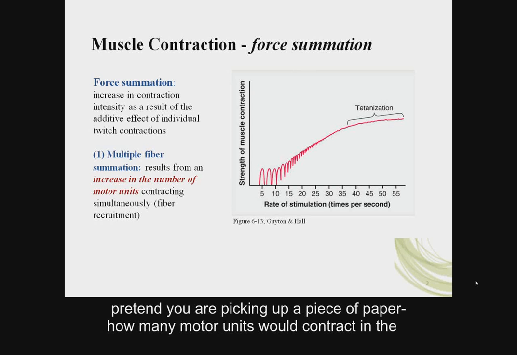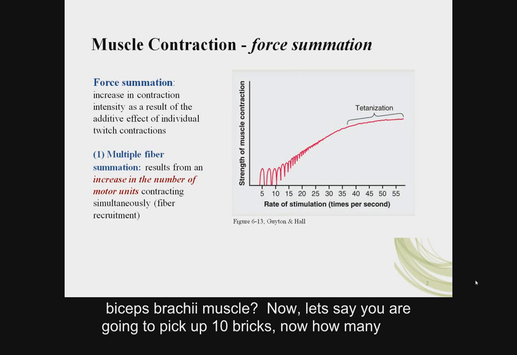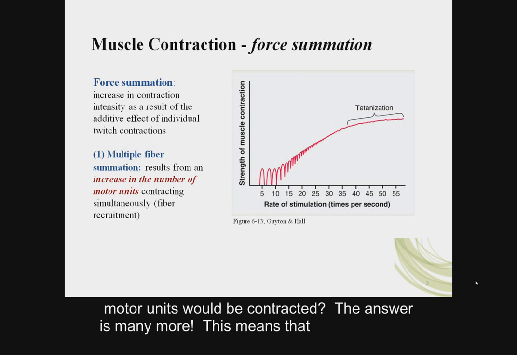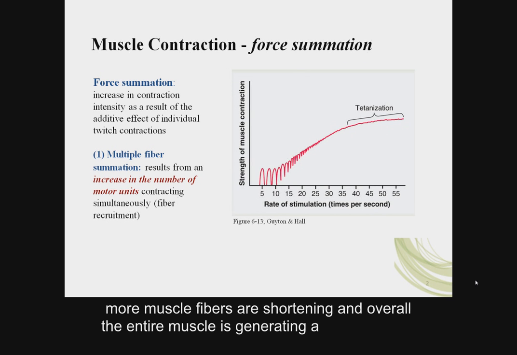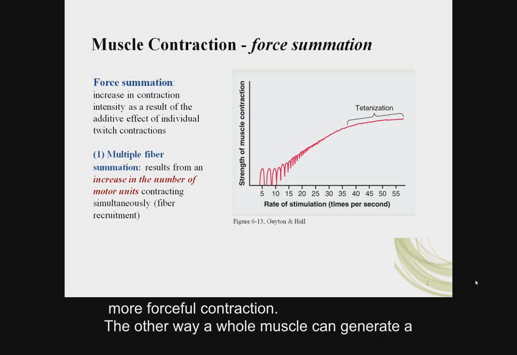Let's pretend you are picking up a piece of paper. How many motor units would contract in the biceps brachii? Now let's say you are going to pick up 10 bricks. Now how many motor units would be contracted? The answer is many more. This means that more muscle fibers are shortening, and overall the entire muscle is generating a more forceful contraction.